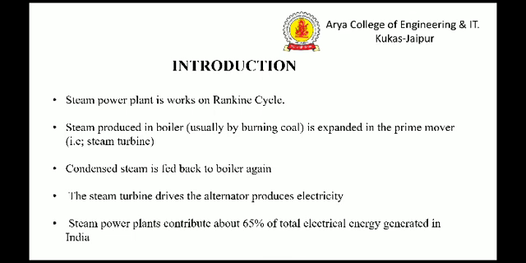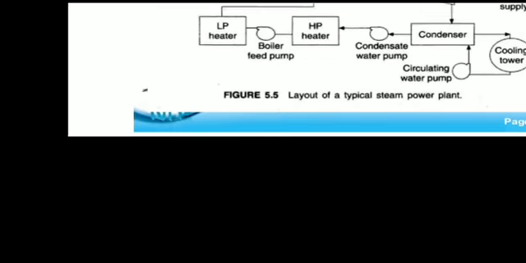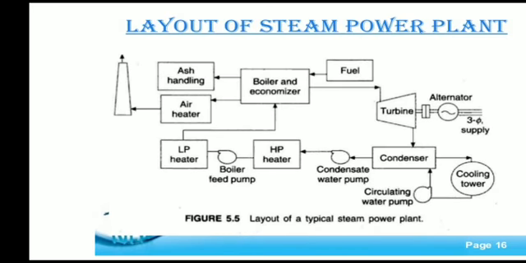First of all, water comes into the boiler, boils and is converted into steam. This steam is supplied to the turbine, and by the movement of the turbine, electricity is generated by means of different devices. This is the general layout of a steam power plant. We can see in a steam power plant there is an ash handling system, air heater, low pressure heater, boiler and economizer, high pressure heater, boiler feed pump, fuel, turbine, condensed water pump, circulating water pump, cooling tower and alternator.